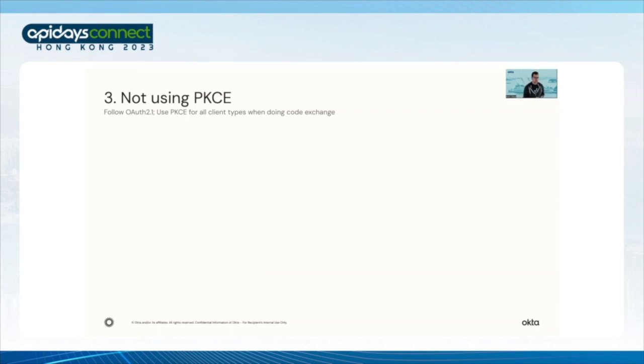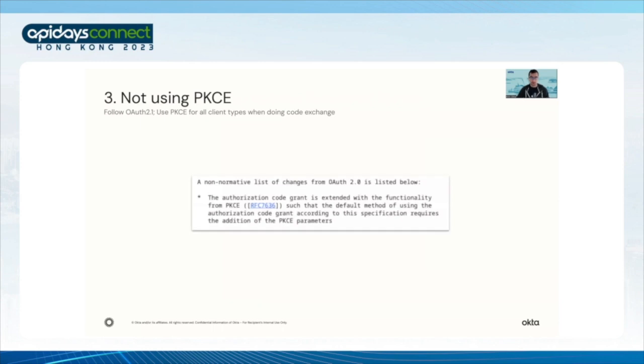The next common pitfall is not using PKCE. PKCE has been around since OAuth 2.1, and it is the recommended way of token exchange. When you have an authorization code, you need to exchange it.